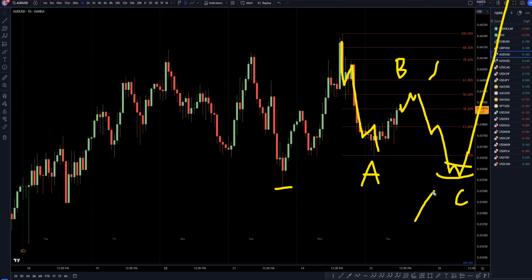So I am definitely looking for longs. I mean, you could definitely go short at the end of this wave 2 or possibly wave B, but the trade that I would really be looking for is the long at the end of the wave C for the continuation of this higher time frame uptrend.